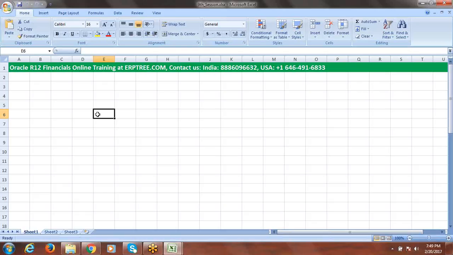a user responsibility and assigned it to a user. With the same user, we accessed the system, opened the GL periods, and created a journal. This is what we discussed in the last session, and we completed it in the system also.